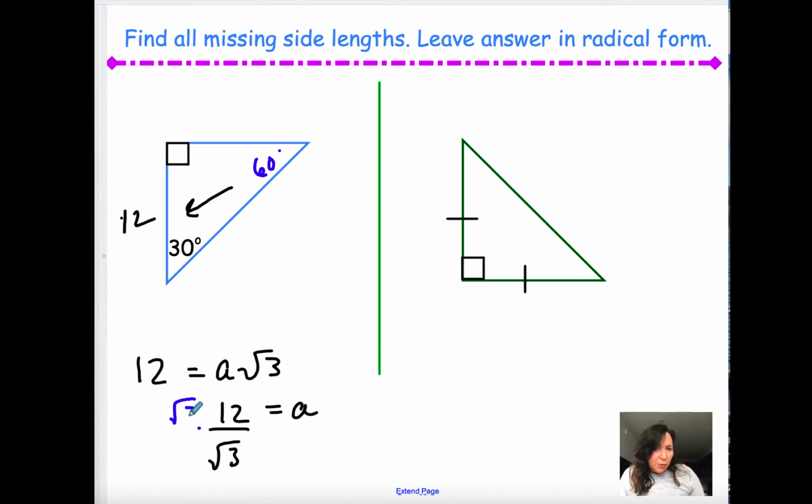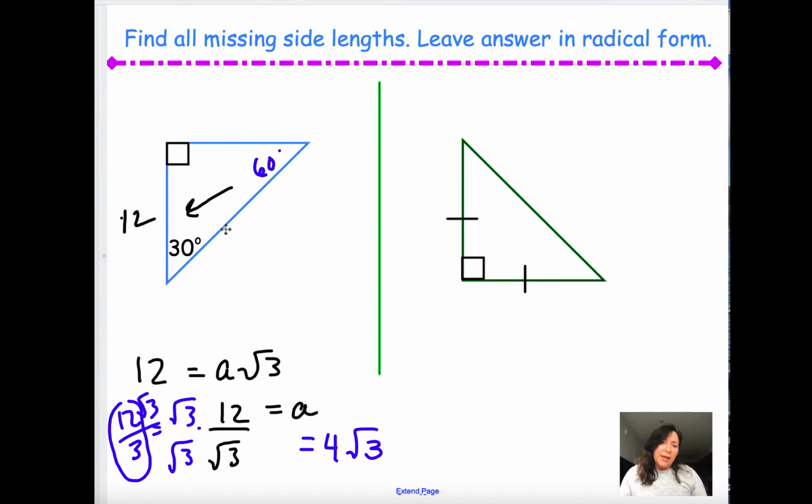We're going to multiply by root 3 over root 3, and we're going to get 12 root 3 over 3. Except 12 divided by 3, we can cancel out numbers with numbers. So 12 divided by 3 is 4. So that would mean a is equal to 4 root 3. So opposite the 30, which is my a value, is 4 root 3.